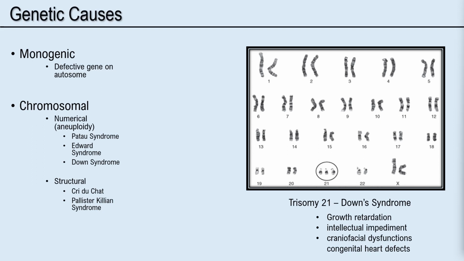Down syndrome is also known as trisomy 21, and if you look at the karyotype on the right, you will see that we have 3 copies of chromosome 21. In trisomy 21, we often see individuals with growth retardation, meaning that they are shorter than the average population, intellectual impediments, and craniofacial dysfunctions and congenital heart defects.